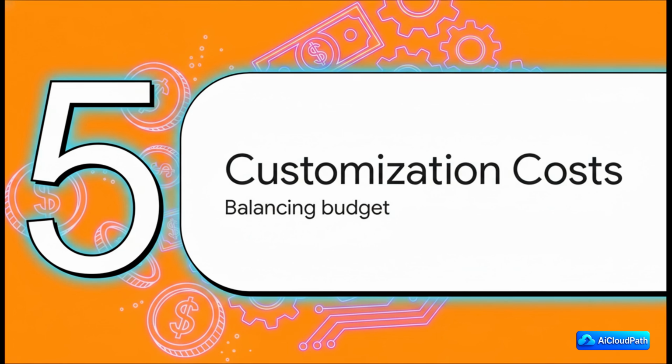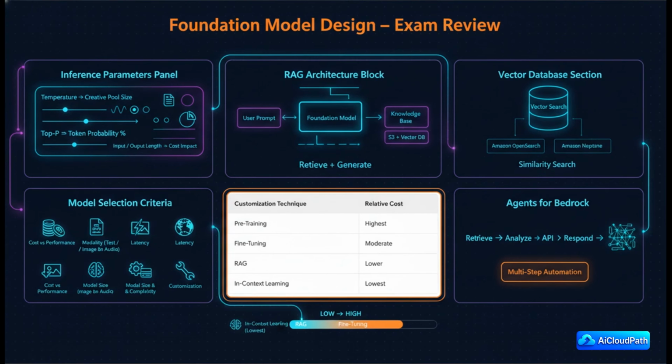All right, let's talk about the real world for a second. Money and effort. There are a few different ways you can customize a model, and believe me, they come with very, very different price tags and schedules. This chart here lays out the whole spectrum perfectly. On the far left, you've got the cheapest and fastest option, in-context learning. That's really just getting good at writing prompts. You're not changing the model at all.